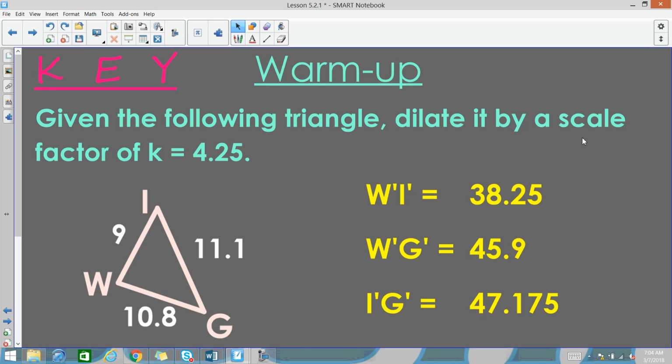All right, so here we go. So here's the answer key. So for all your side lengths, W prime, I prime, W prime, G prime, and I prime, G prime, right? You get these values. And how do you get it? Well, your K value is what you multiply by. So for all these, you'll take this and you'll multiply by 4.25 every single time, and that's how you find your prime values. Again, scale factor is what you multiply by to get to your new shape's side lengths. All right, so hopefully you got those, and your answer key to last night's homework was in the back of the book. That was bookwork. If you have other questions, you can ask those tomorrow in class, and I'll go over that.